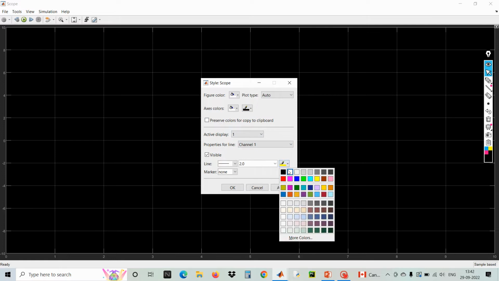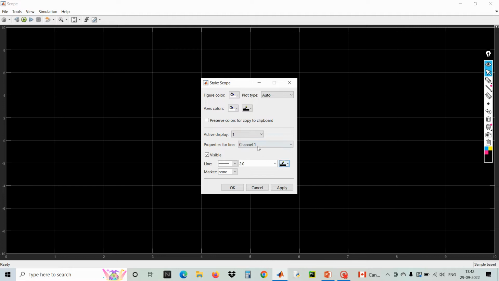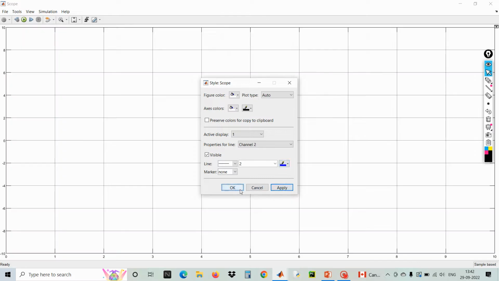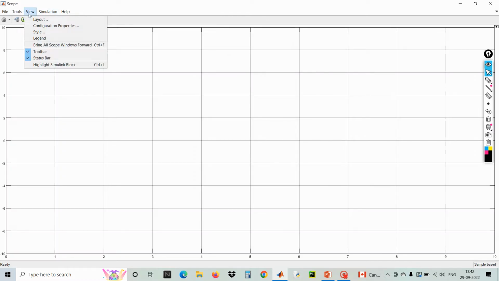I can say that it's a black color, and channel 2 is my output. I want to fix it as a blue color. Moreover, if you want to add a legend, you can add the legend. It will come later.